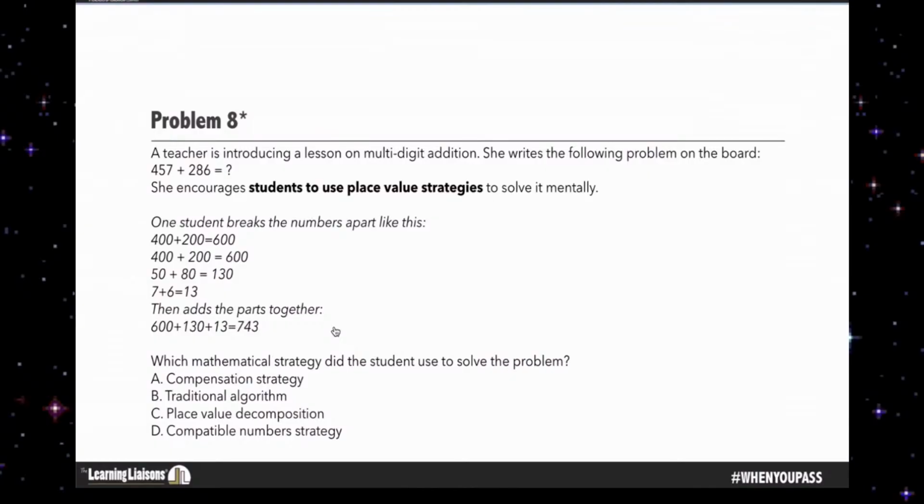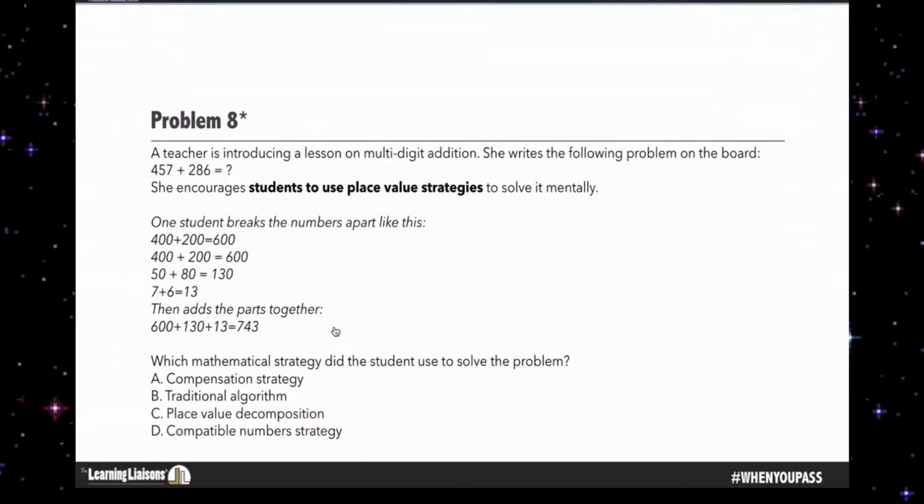Another scenario-based question. A teacher is introducing a lesson on multi-digit addition. She writes the following problem on the board. 457 plus 286 equals question mark. She encourages students to use place value strategies to solve it mentally.